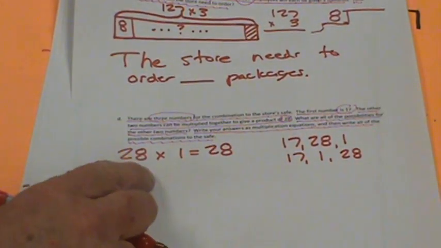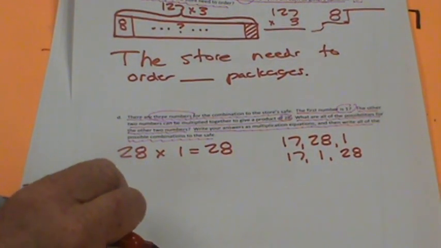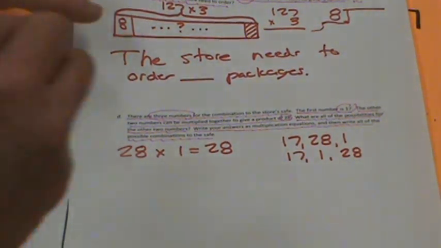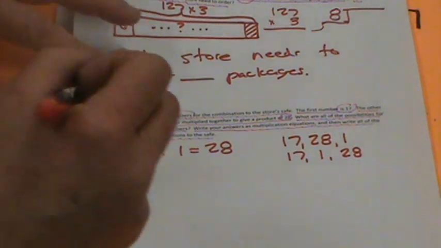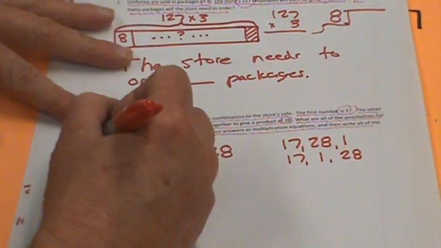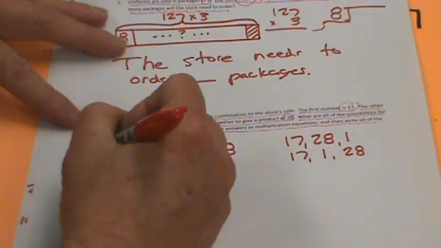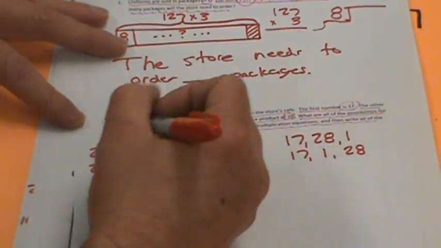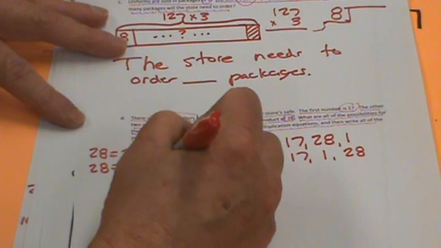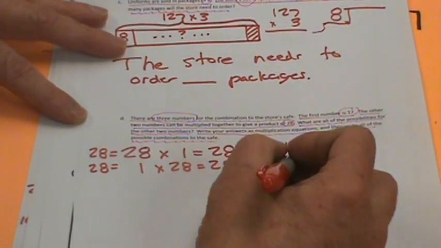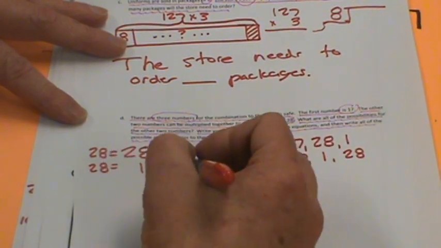What's another combination that'll give me 28? Think about it. So, we could do 28 equals, we got that in there? Yep. So let's do another one. 28 to match that equals 1 times 28. Equals 28. So there we have that 17, 1, 28.